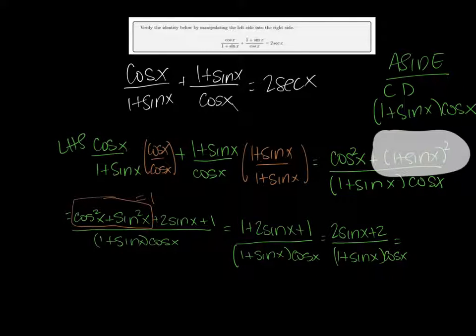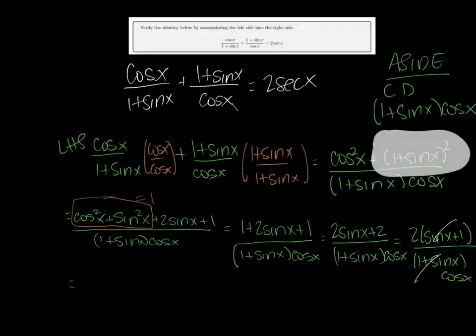And I can factor out a 2, which leaves me with 2 times sine x plus 1 divided by 1 plus sine x times cosine x. Remember how I told you not to multiply those? This is why. Look, it's real easy to see that they cancel.